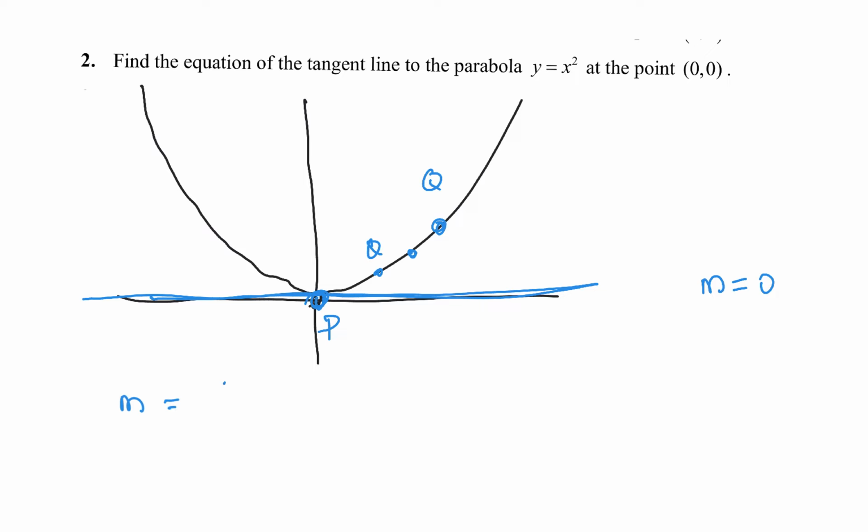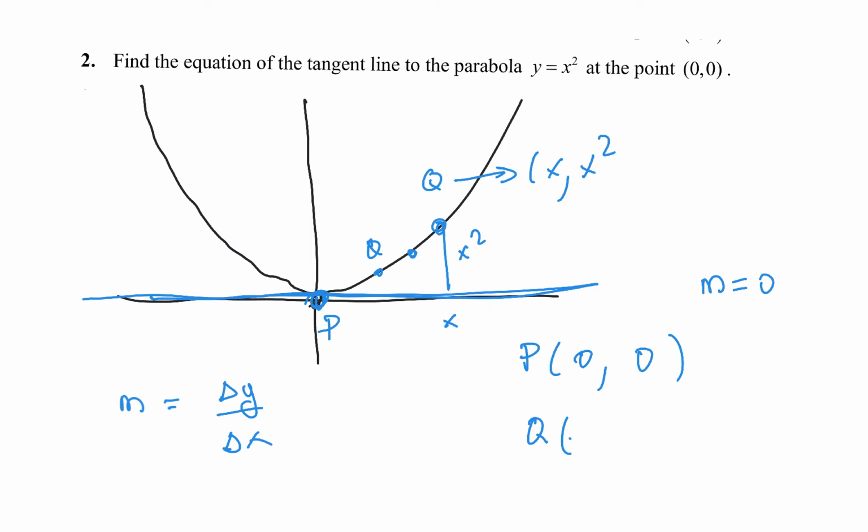So m is delta y divided by delta x. What is the point P? The point P is the point 0, 0. What is the point Q? The point Q is the point x comma x squared. When Q is here at x, the height is x squared. So the point Q is x comma x squared when it's moving along this particular function y equals x squared.